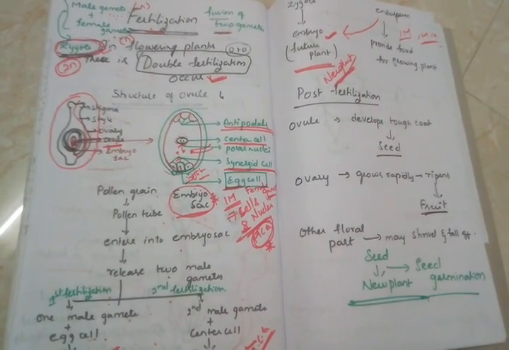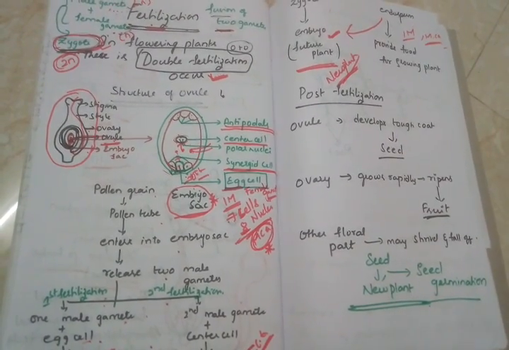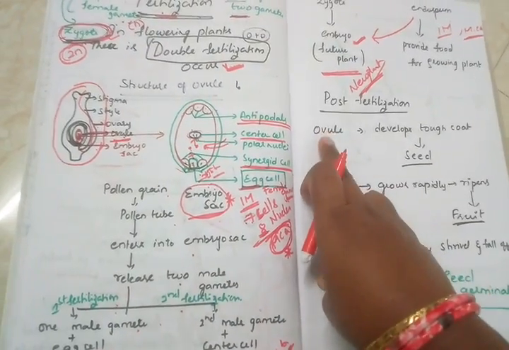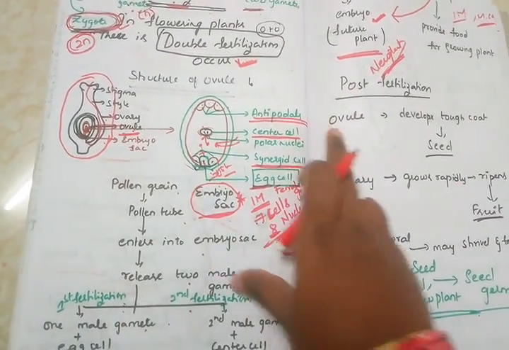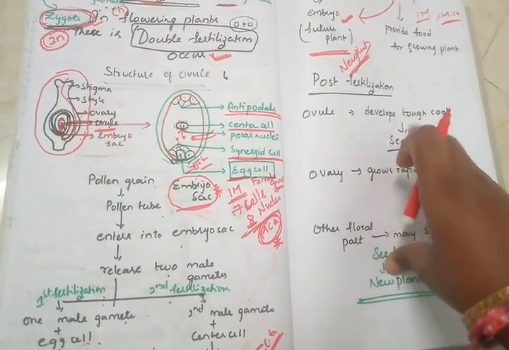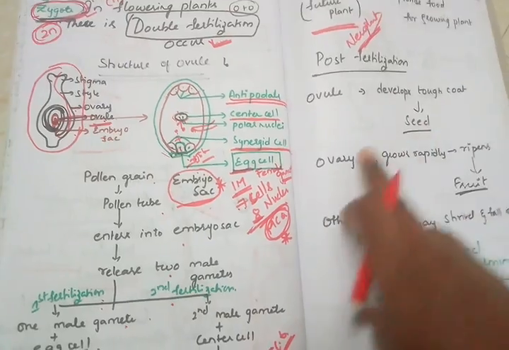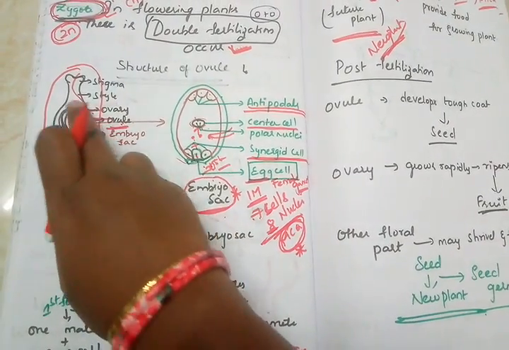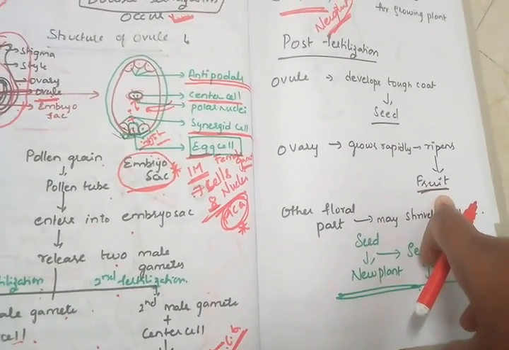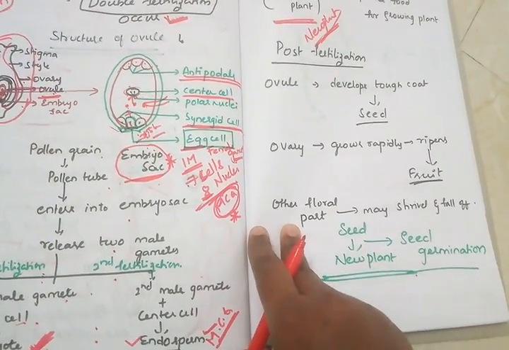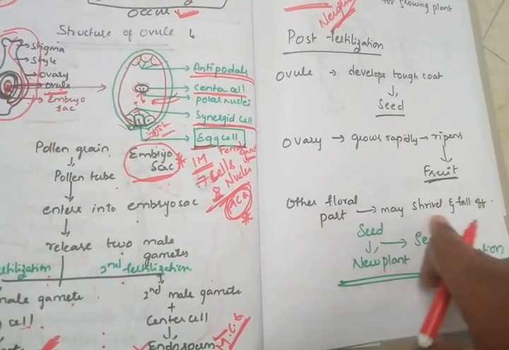Now we'll see post-fertilization effects. After fertilization, what happens to the other parts of the flower? Okay, so here the ovule is there, in which the embryo sac is present. Now the ovule develops into seed. Okay, they develop some tough coat around that, and finally it forms what? Seed. And the complete ovary grows rapidly and finally forms what? Fruit. And other floral parts like petals and sepals may shrivel, dry and fall off.